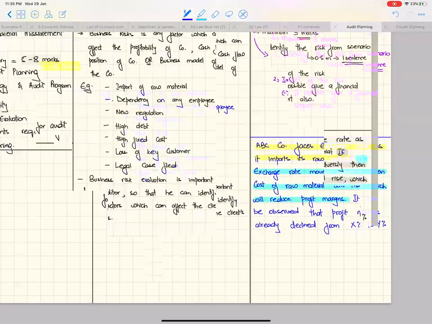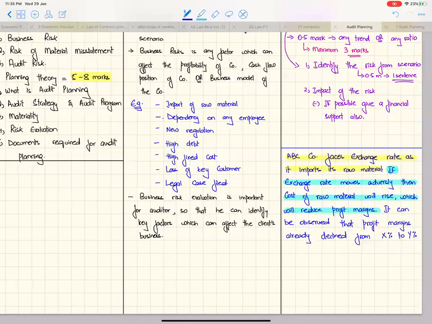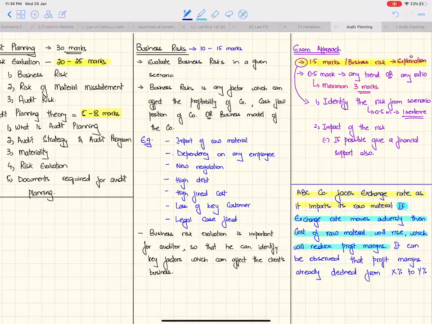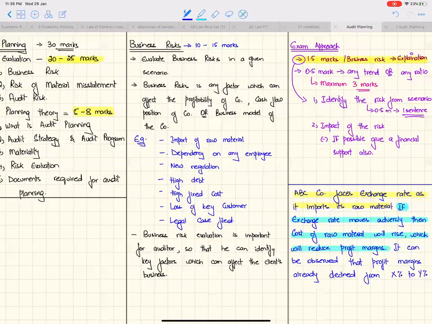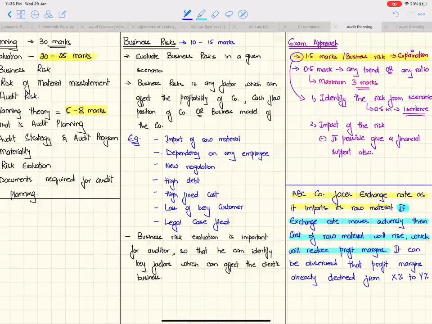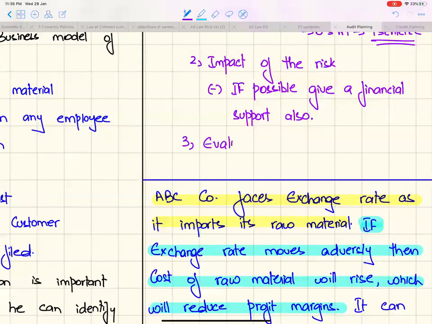Now, what I'm trying to teach you is that I want to teach you like a small kid, how you have to construct the risk. What the students do is that they try to write the whole risk together. You can never write the whole risk together. First of all, you have to identify the risk. Then you have to write the impact, that what will happen if that risk gets materialized. If possible, give a financial support. And the third sentence of the risk will be an evaluative comment.